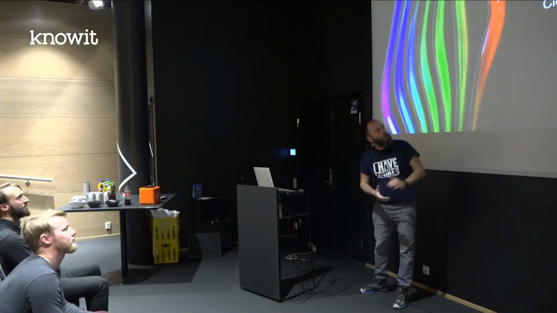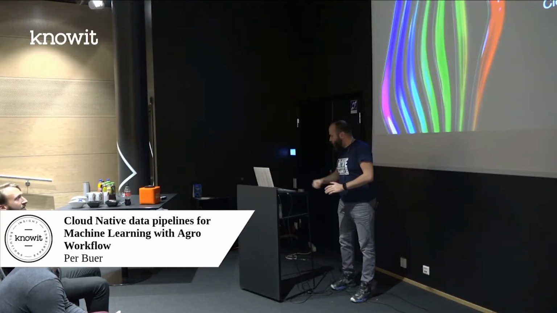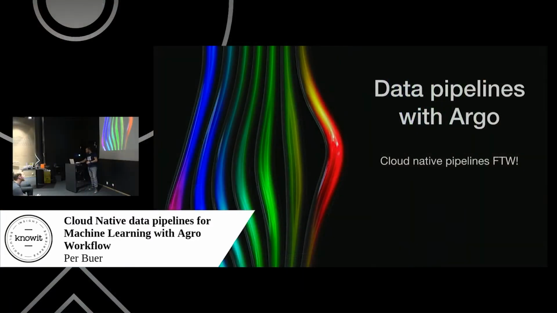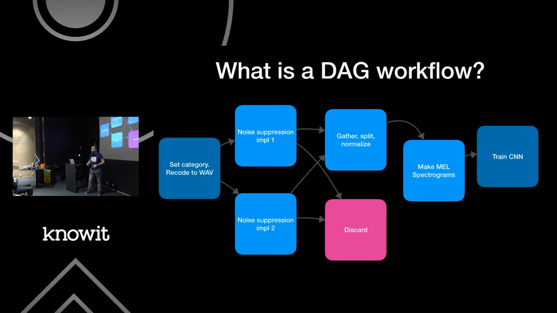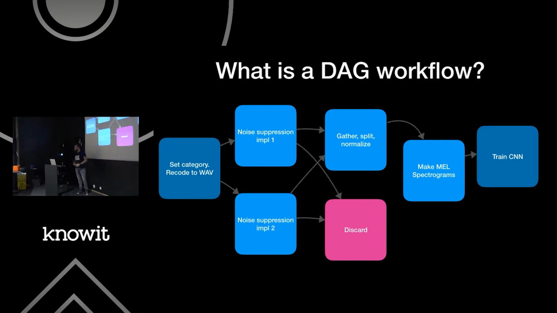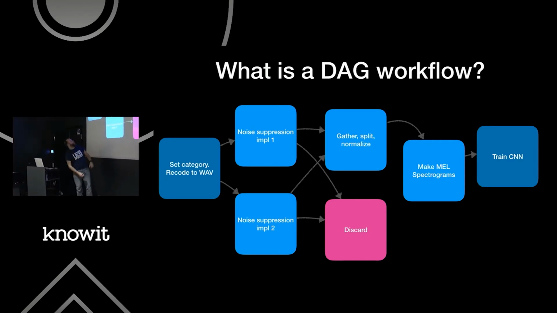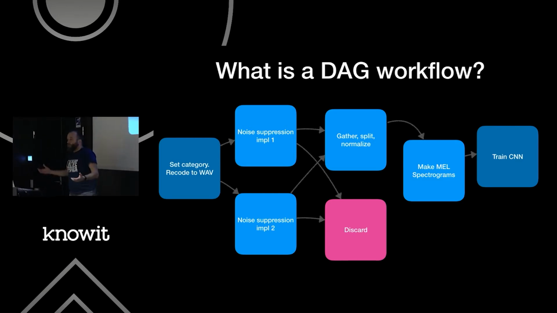So I'm here to talk about data pipelines with Argo, or cloud-native data pipelines. To jump right into it, I thought I'd explain what a directed acyclic graph is. I assume most of you know it, but I'm just making sure that everyone's on the same page. A directed acyclic graph is a graph with no loops, so you can only move forward. The idea being you take some data, you process it in steps, and every time it moves ahead. It never goes back.